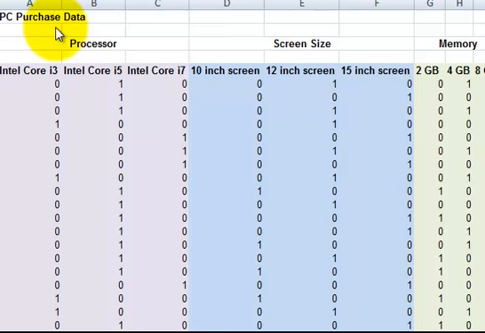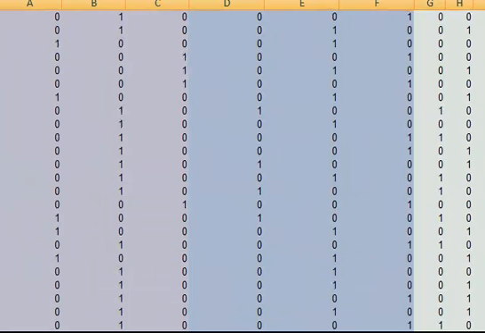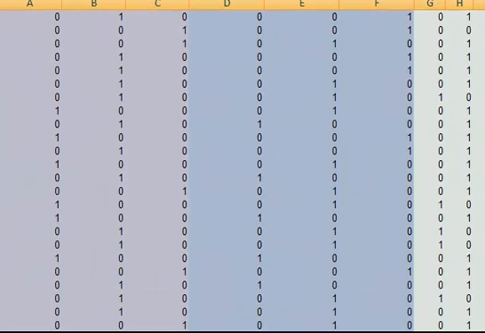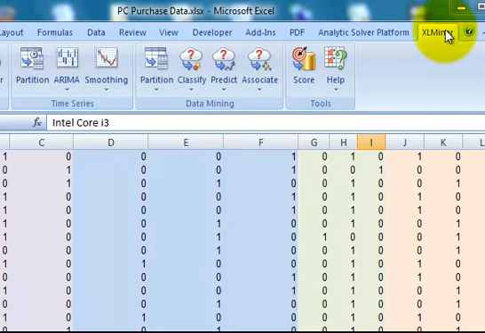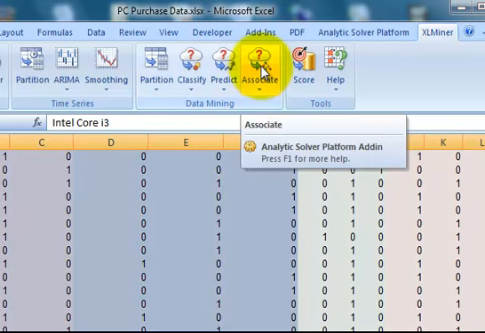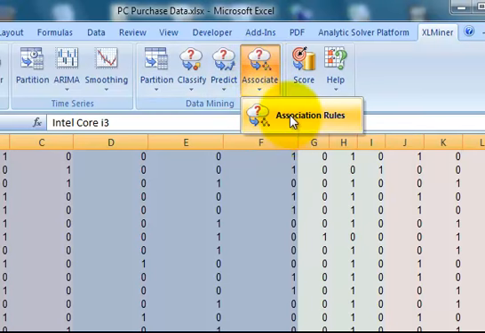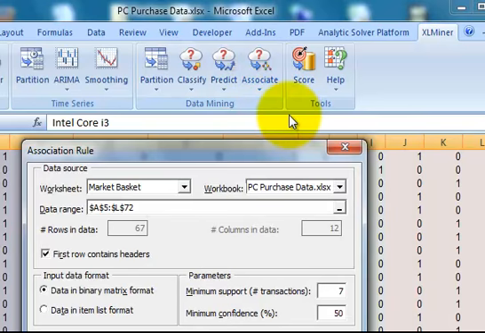Now, this association I think you're going to like because I'm going to highlight the data. And then I'm going to say associate within our Excel Miner again. I'll show you Excel Miner, associate. And I say association rules.